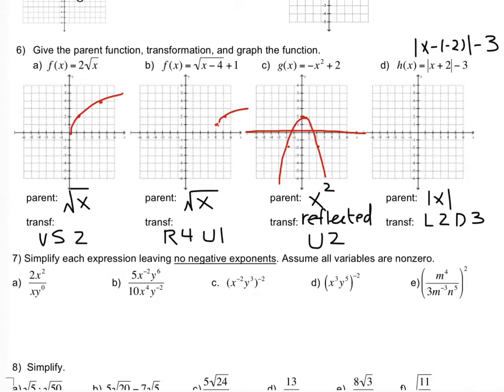Letter D, left 2, down 3. So I'm going to locate my vertex point first, and then since the absolute value function is like a linear equation, I know all I need is just another point. So right 1 up 1, left 1 up 1.